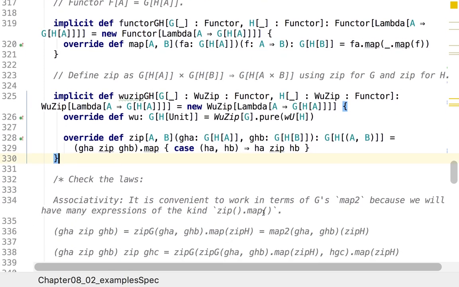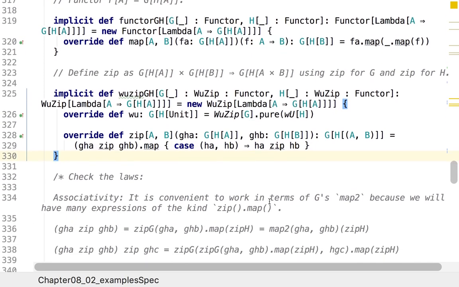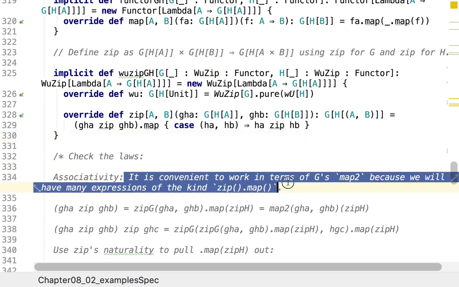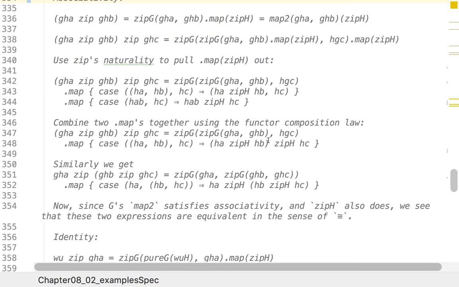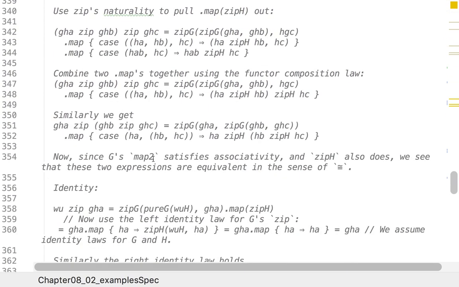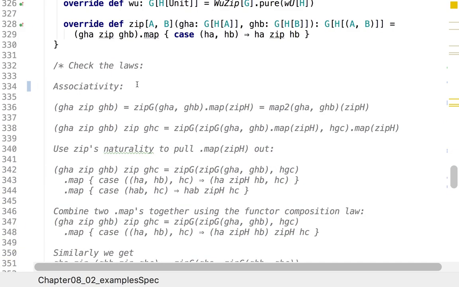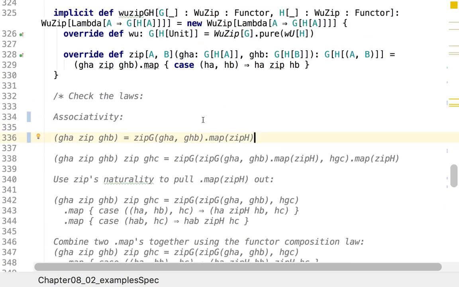Let's check the laws for these. I simplified, and let me finish that. Yes. So let's check the associativity. The definition is like this. I'm just going to rewrite it a little shorter because it's easier to reason about when notation is shorter.